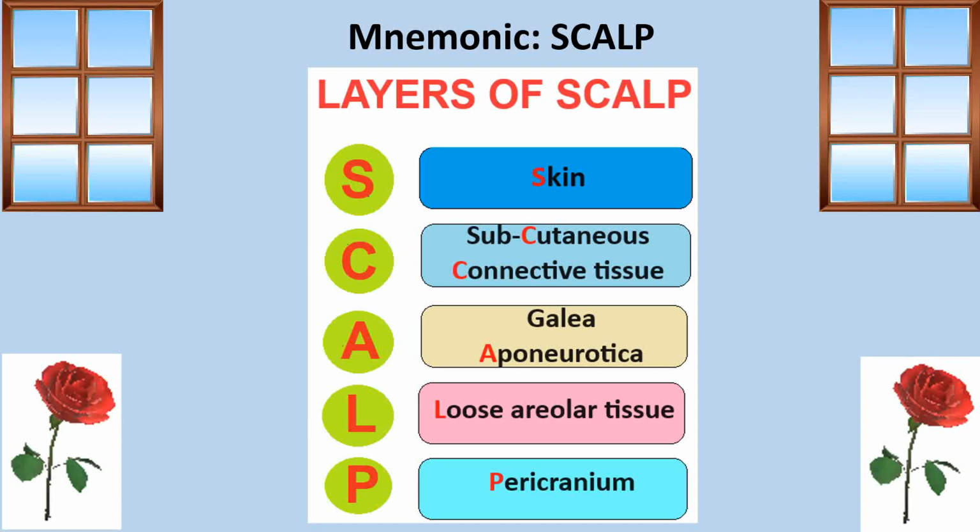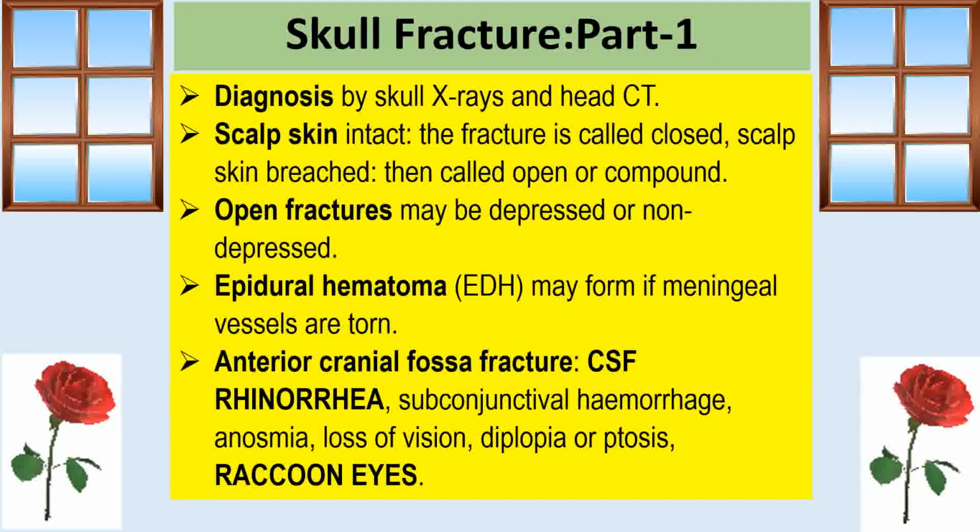The skull fracture may be diagnosed by a skull X-ray or head CT. If the skin is intact, the fracture is called closed. A closed skull fracture does not usually require surgical treatment. If the skin over the fracture is breached, it is called open or compound. Open fractures may be depressed or non-depressed. Non-depressed open fractures only require repair of the scalp and operative debridement.